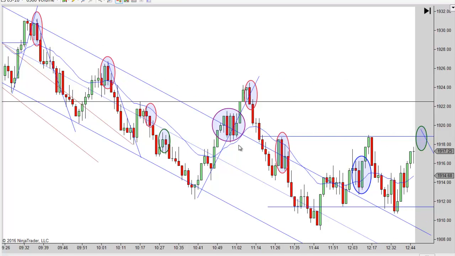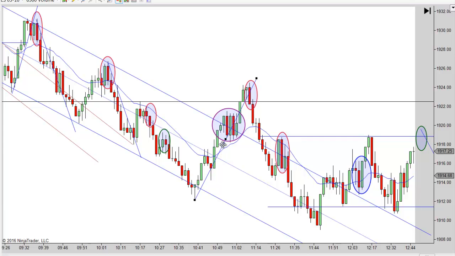And then notice what happens. We actually overshoot this side of the channel on the blue channel, and a lot of times that will lead to a break on the other side, and that's exactly what happens. You get the overshoot. That's a clue that you may get a break, so be careful going short in here.